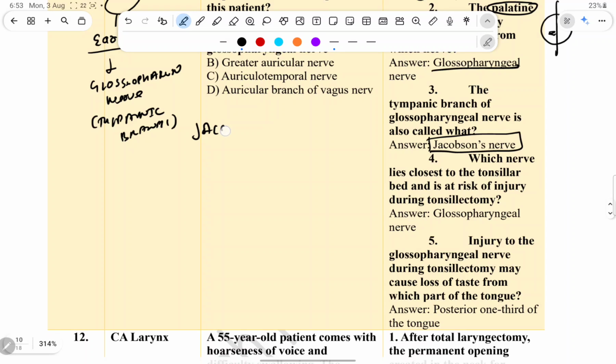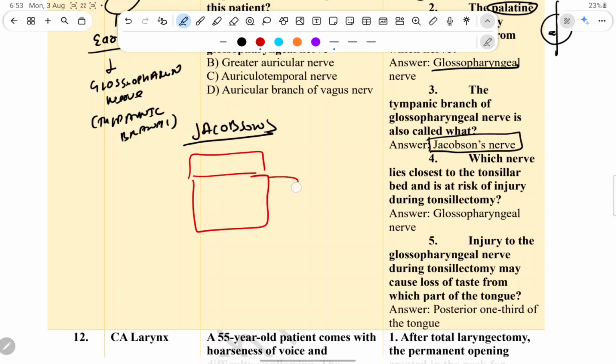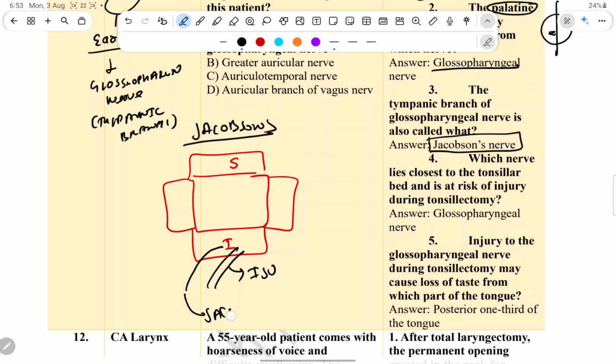Can you tell the location of Jacobson's nerve? Jacobson's nerve can be located in the middle ear cavity. This is the superior bole, this is the inferior bole. It is present in the inferior bole along with the internal jugular vein. It is present as Jacobson's nerve, and it also provides sensory supply to the middle ear.